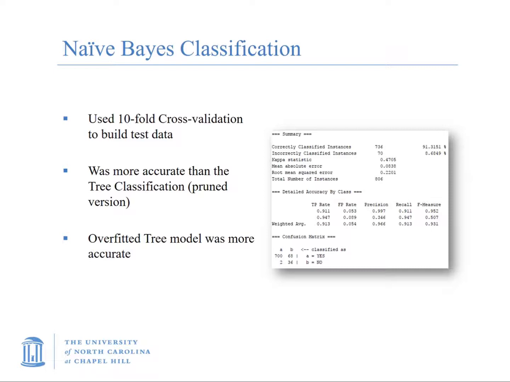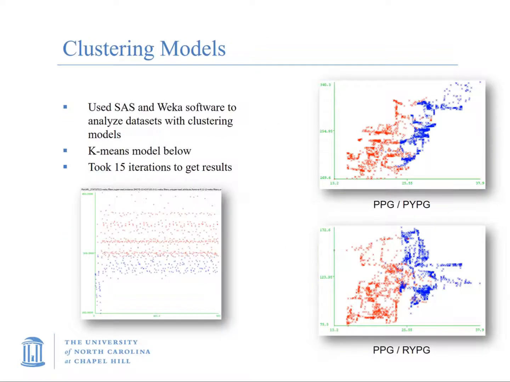This is nothing you can carry on as sufficient evidence to say this is a good model, but it was more accurate than the tree classification to a point. The pruned version, at least. If you go the overfitting route, that still beat out the Naïve Bayes classification.